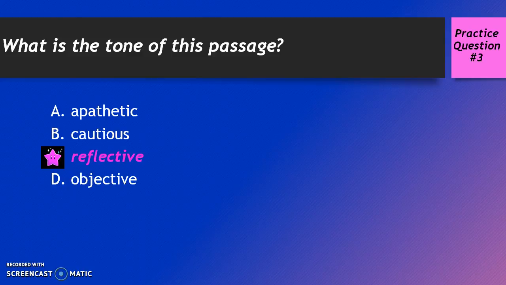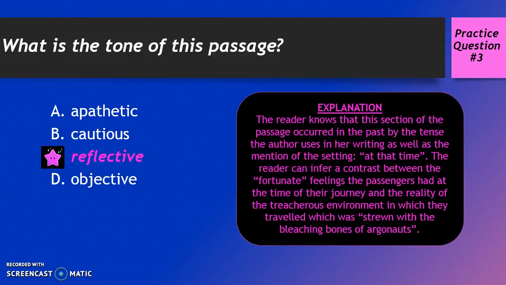Did you get it right? C. Reflective. The reader knows that this section of the passage occurred in the past by the tense the author uses in her writing, as well as the mention of the setting, at that time. The reader can infer a contrast between the fortunate feelings the passengers had at the time of their journey, and the reality of the treacherous environment in which they traveled, which was strewn with the bleaching bones of Argonauts.